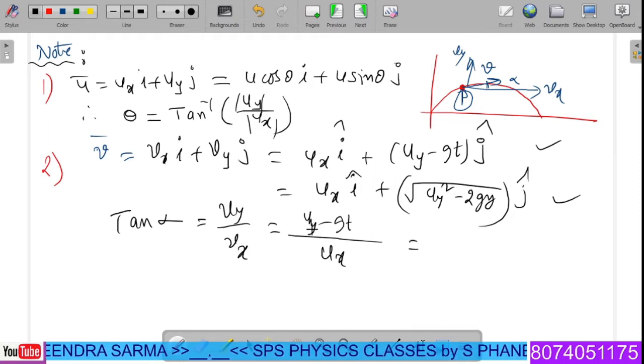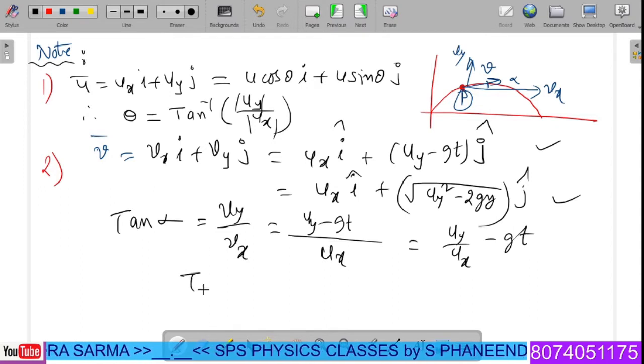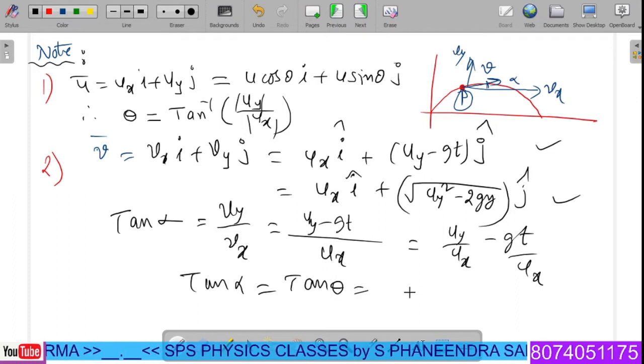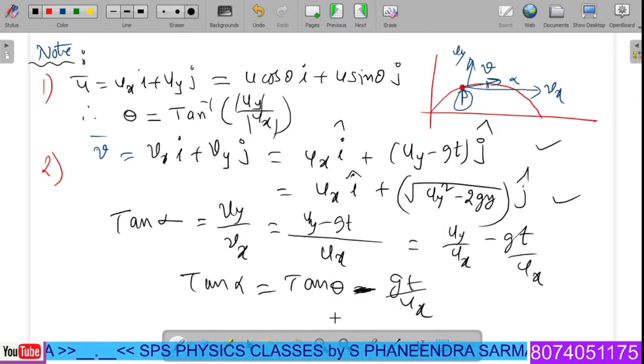So you can write Uy by Ux minus gt by Ux. That means tan alpha is equal to Uy by Ux minus gt by Ux, and Uy by Ux means tan theta. Therefore, tan alpha is equal to tan theta minus gt by Ux. Now, upon exchanging parameters, you can find the time of journey. When angles are given, you can find the time of journey. So depending on the problem, we have to take care of the particular question. This is point number 2.